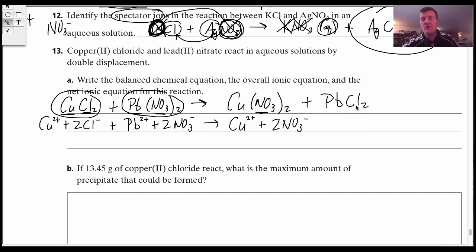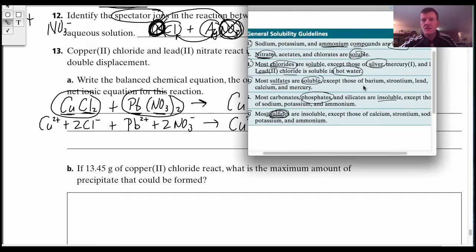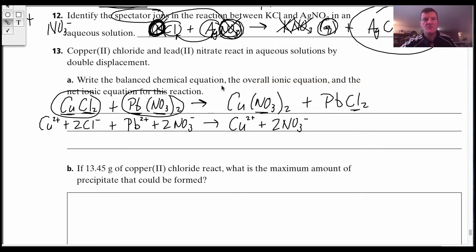What do we know about chloride? See, it has a chloride in it. Chlorides are soluble except if it has lead, and it does. So we're going to assume it's insoluble because lead chloride is only soluble in hot water. So we're going to assume that this is insoluble here. So lead chloride is not soluble. We're going to put an S there. Okay? So that is the overall ionic equation.